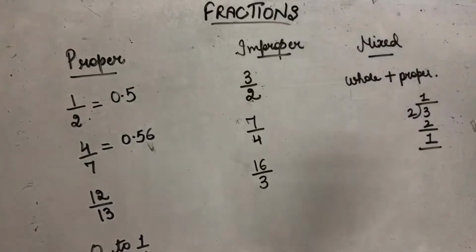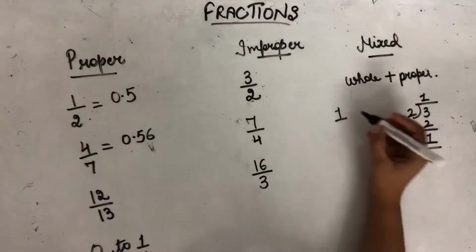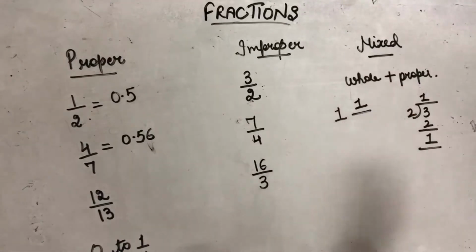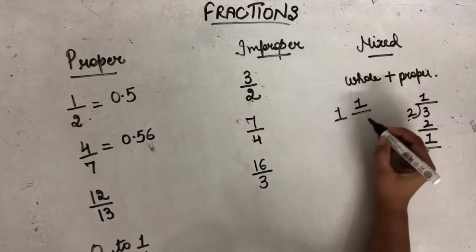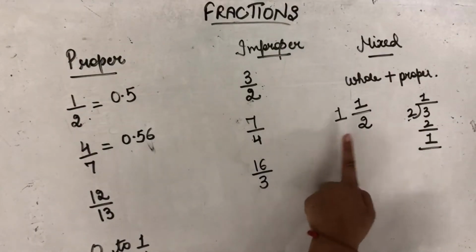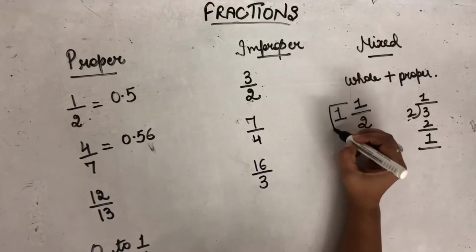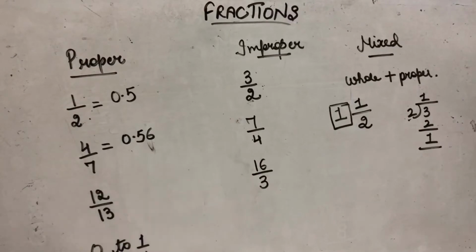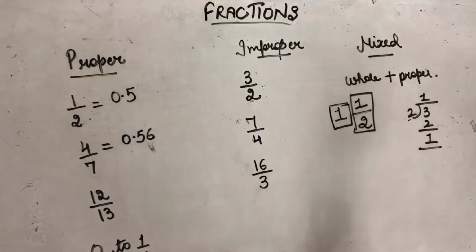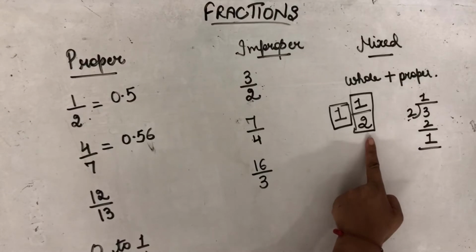Now how will we write the mixed fraction? The quotient will be written here, and the remainder will be written in the numerator and the divisor will be written in the denominator. So this is the mixed fraction. Now a mixed fraction contains two parts. This one is the whole part, whole part means whole number, and the second part is a proper fraction. Proper fraction means where denominator is greater than the numerator.